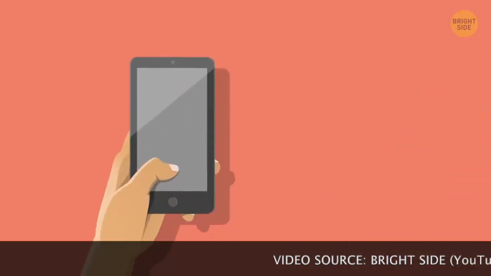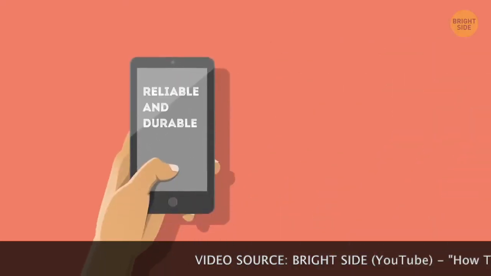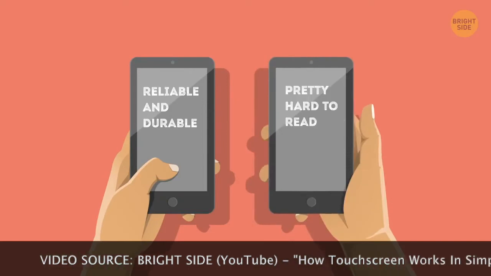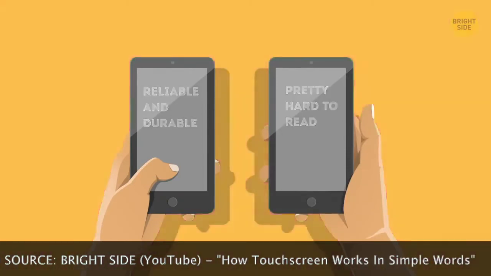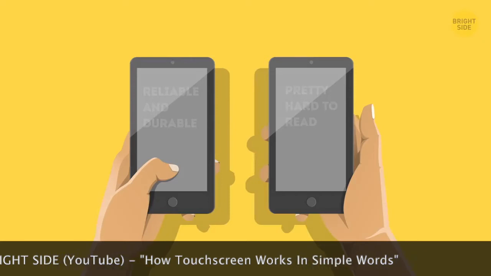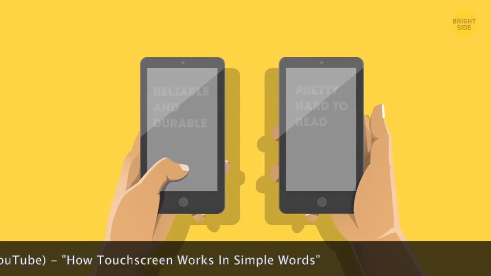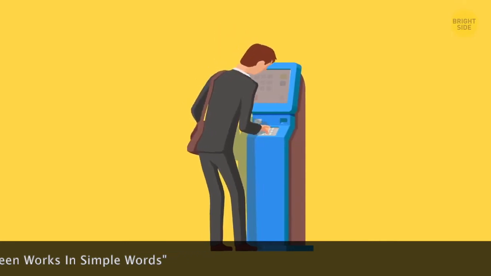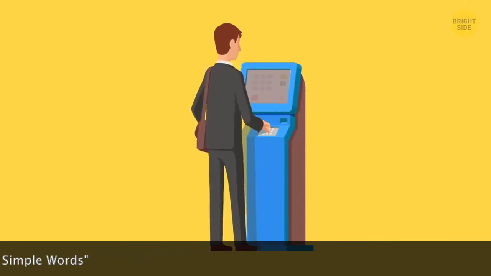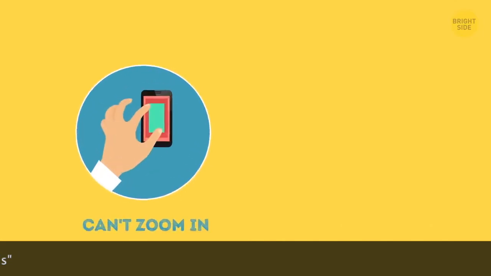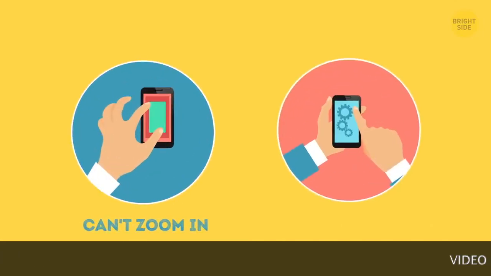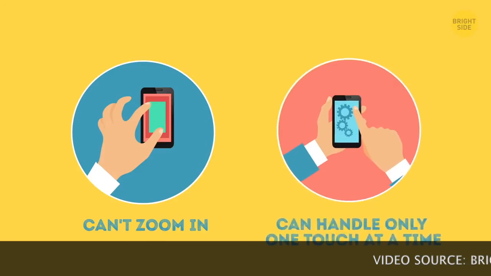On the one hand, resistive touchscreens are reliable and durable, but on the downside, they're pretty hard to read due to their multiple layers. And the more light falls on the display, the harder it is to make out what's written there. Ever tried to withdraw cash at an outdoor ATM on a sunny day? Forget about it! On top of that, you can't zoom in to see the little print more clearly. Unfortunately, resistive screens can handle only one touch at a time.